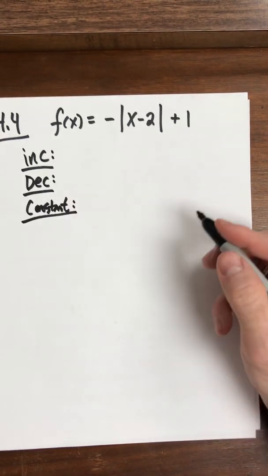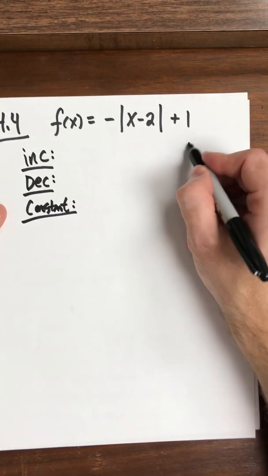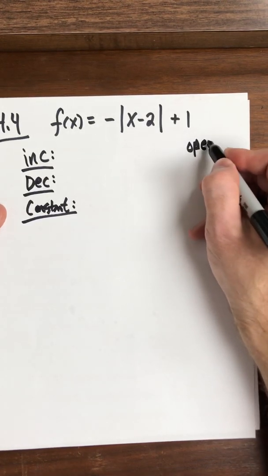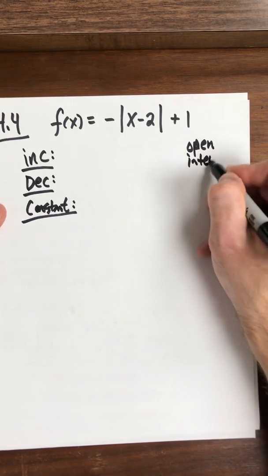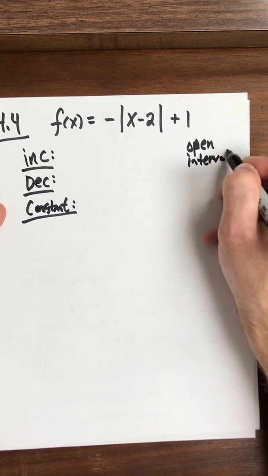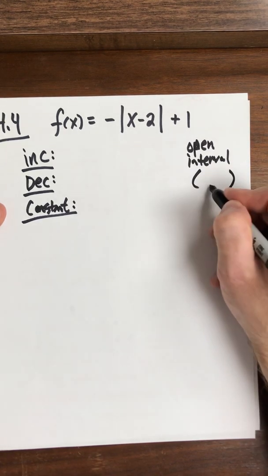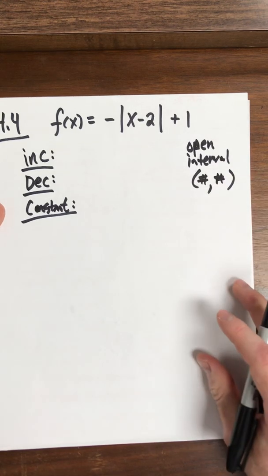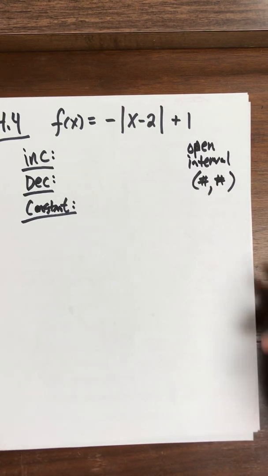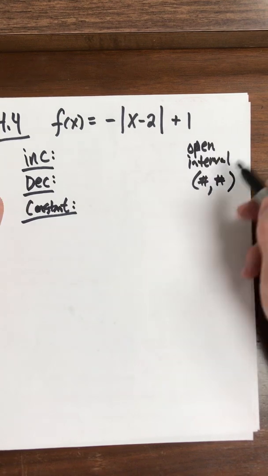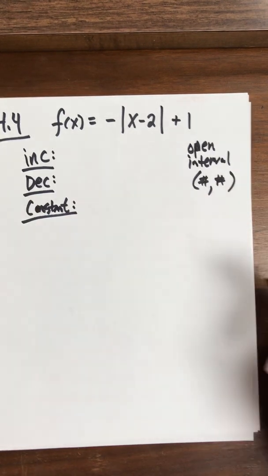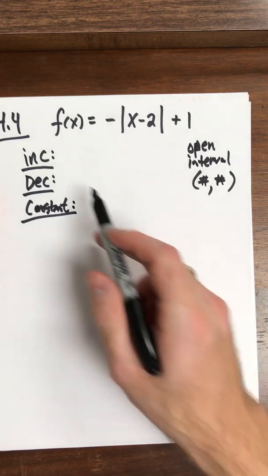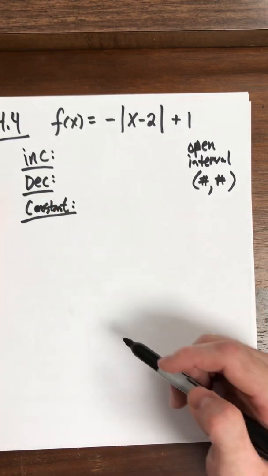Okay? So find the open interval. Now, open interval, that's a fancy way to say I want parentheses around my numbers or infinity. Okay? So an open interval as opposed to a closed interval has brackets. Okay? Now, increasing, decreasing, and constant.